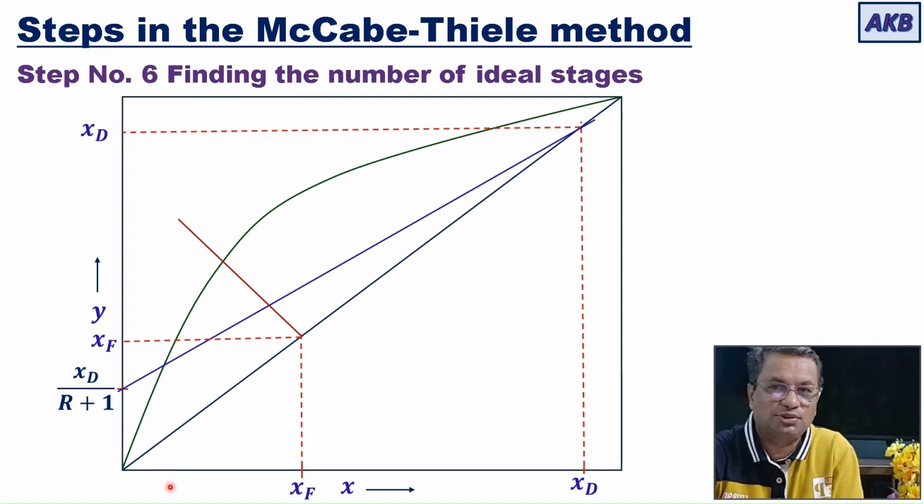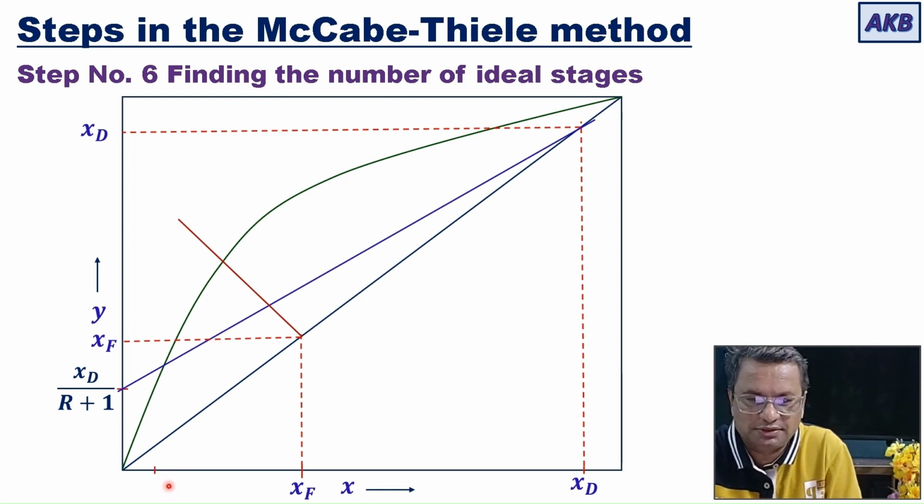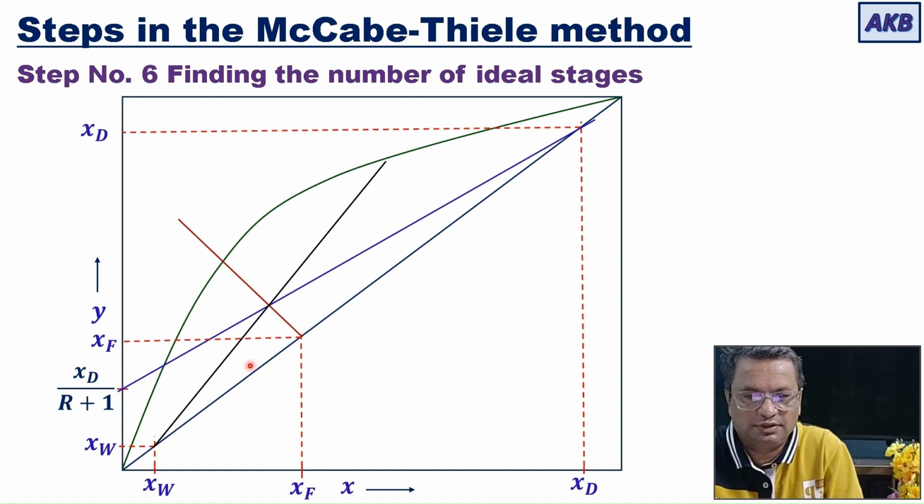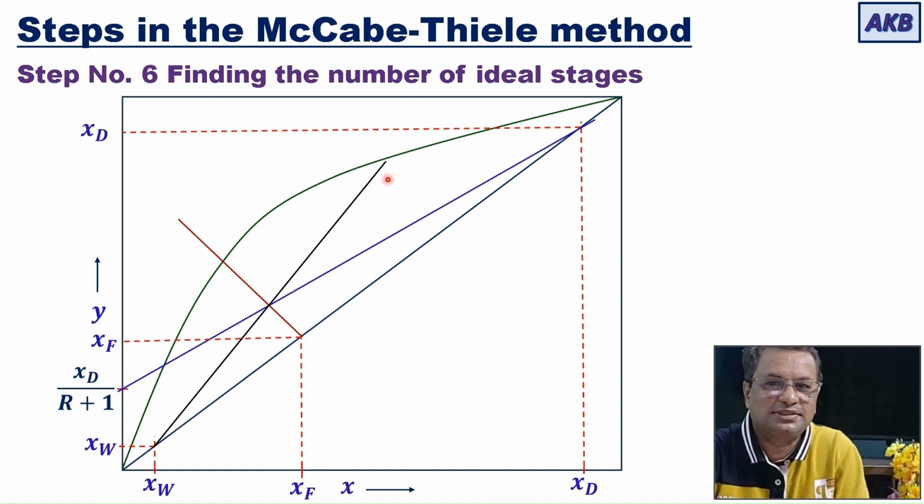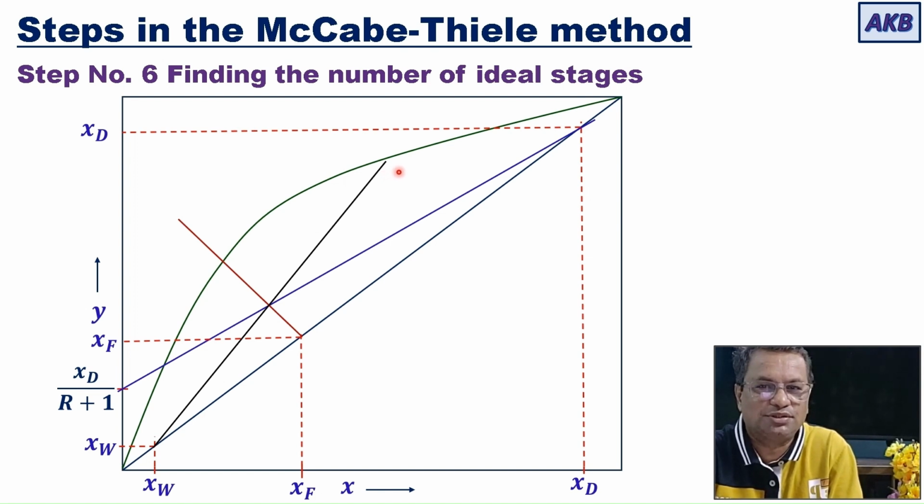Then the next step is to draw the stripping section line. It starts at a point which has coordinates of XW, and then it passes through the intersection point of the rectifying section line and Q line. So this will be the stripping section line. Once the basic structure is ready, now we are ready to plot the stages.